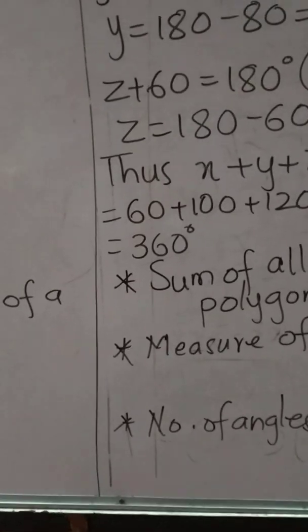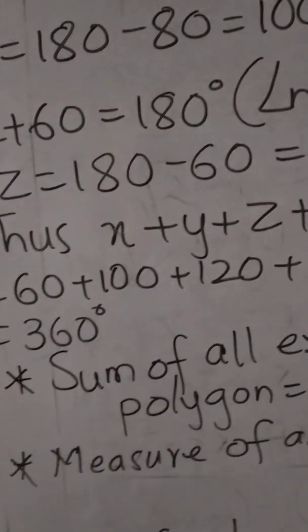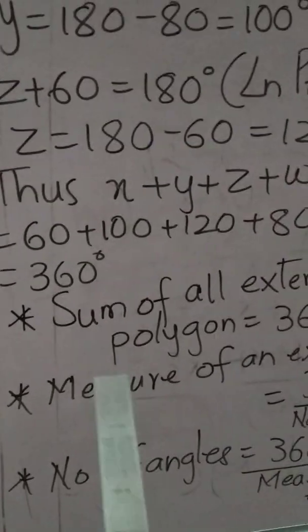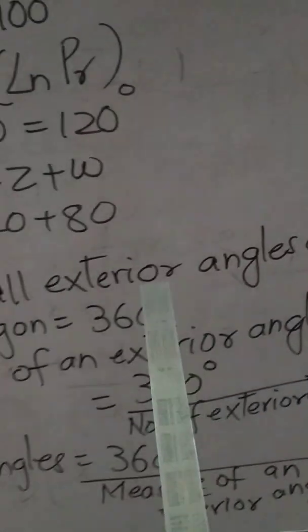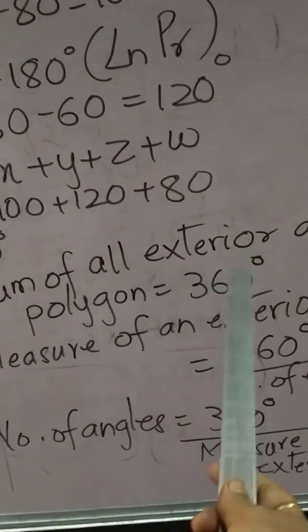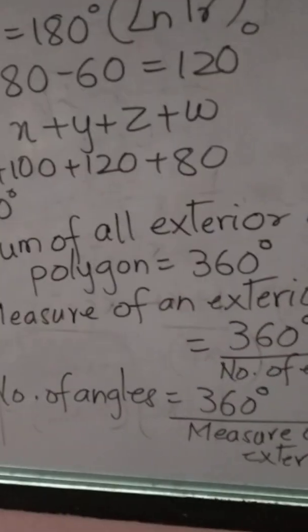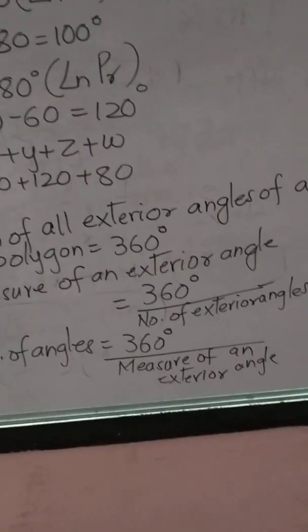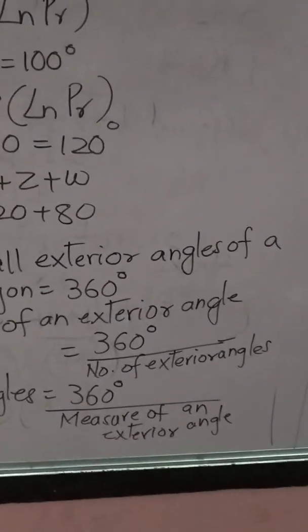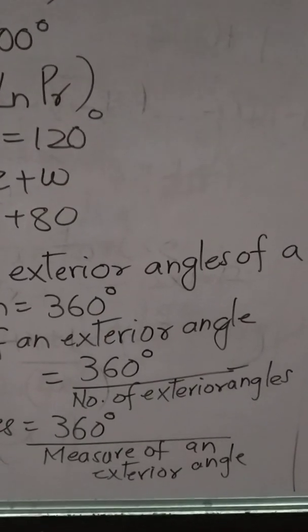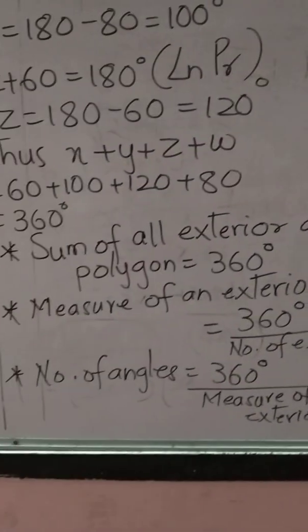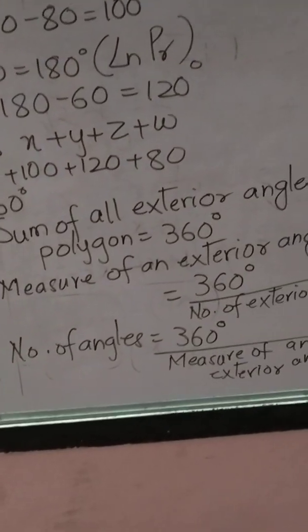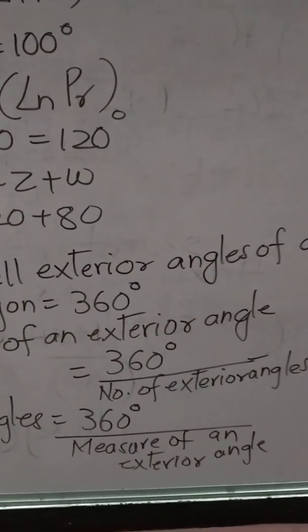Clear? So please practice, maintain a classwork notebook and do it 2 times in your homework book. Okay? Now, the sum of all the exterior angles of a polygon is 360 degrees. Clear? So the measure of an exterior angle will be 360 upon the number of exterior angles. If you want to find the number of angles, then 360 upon the measure of an exterior angle.